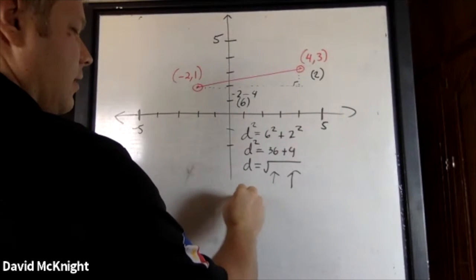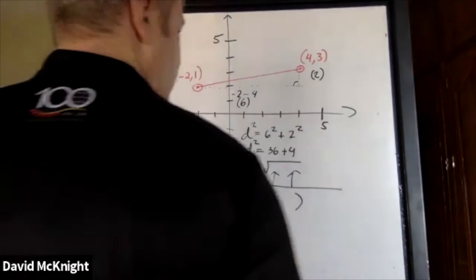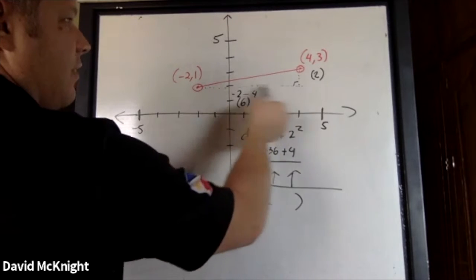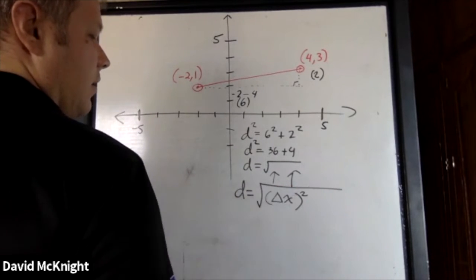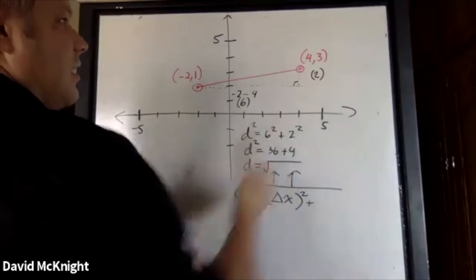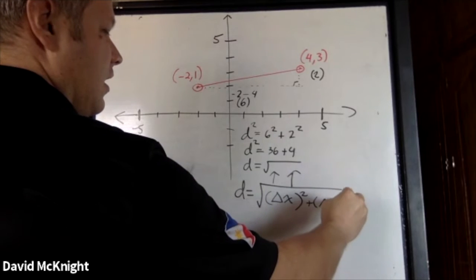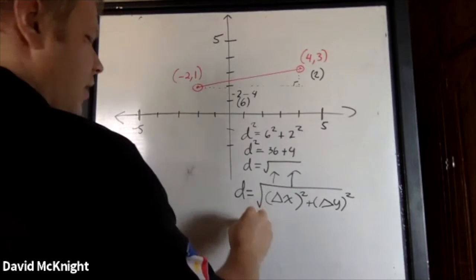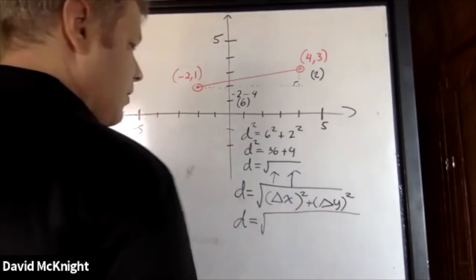So really, distance is equal to, so this is 6, but really it's the difference, and we could call that the delta x squared plus, right? And this is the distance in the y value, so we could say that's the change in the y value, right?